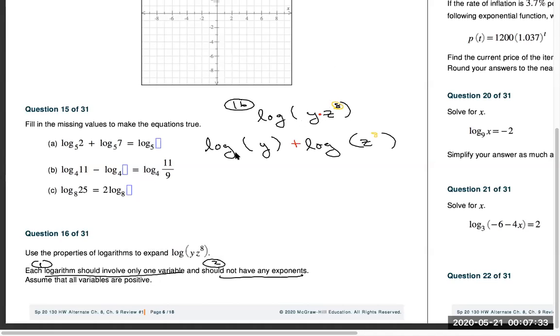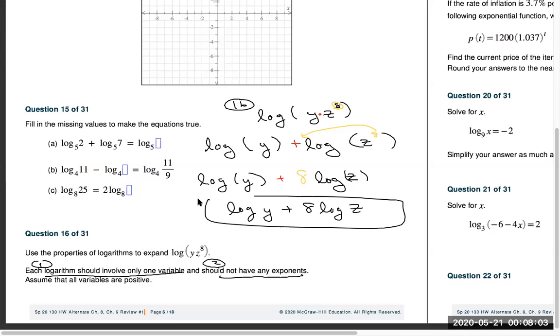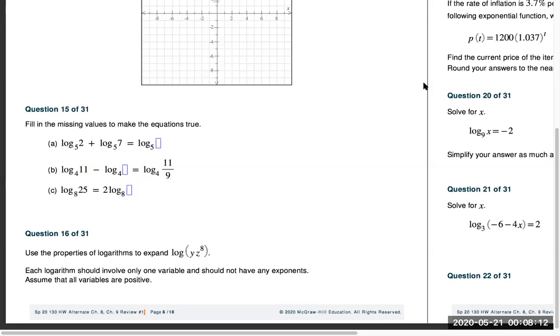Okay. The first log y doesn't need to change. Okay. And the plus stays. Now you're going to want to use the power rule of logs to bring the 8 to the front. Okay, so log y plus 8 log z. Save that, clear that, and move to 17, which is going to be our last problem for this particular video.